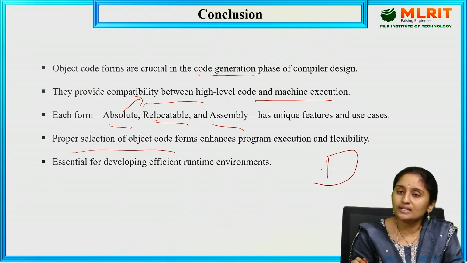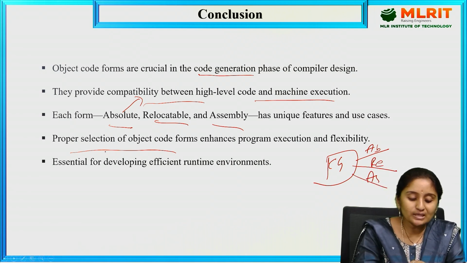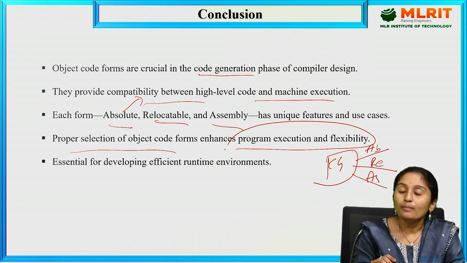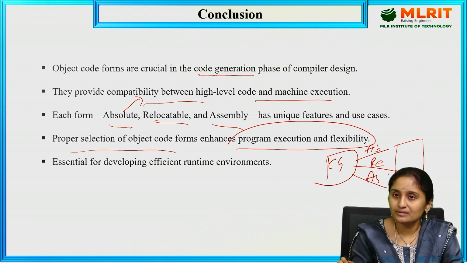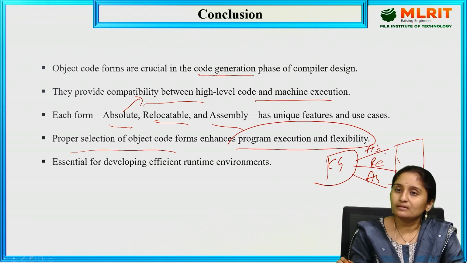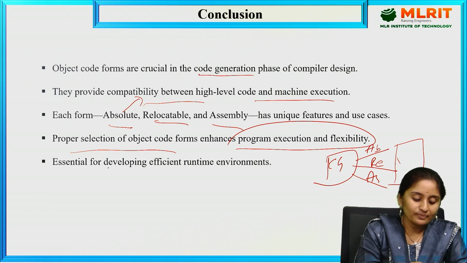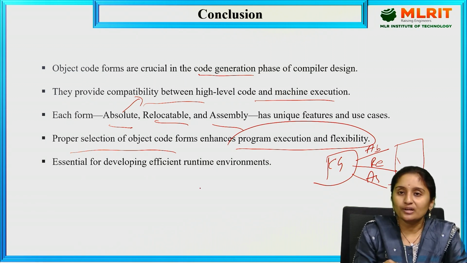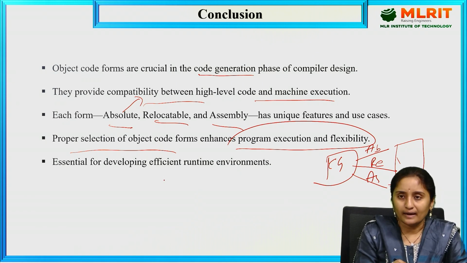The code generator's output can be in absolute machine language, relocatable machine language, or assembly language. Which one you select enhances the program execution and flexibility. Based on the constraints of the program, whichever output we need will be generated. It is essential for developing efficient runtime environments, and it is mainly used for developing the runtime environment.